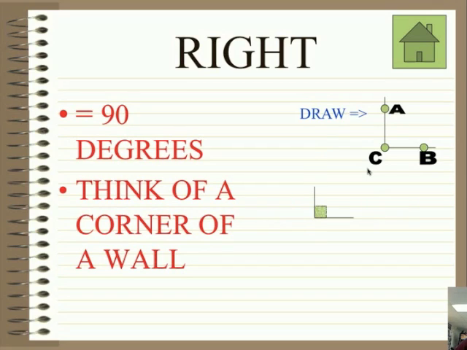So when we look at doing this, the symbol for this is the little box in the corner, and that identifies it as a right angle for what we're dealing with. And then we just say it's a right angle ACB, or we can say right angle BCA. So those are the 2 different ways that you can write a right angle.